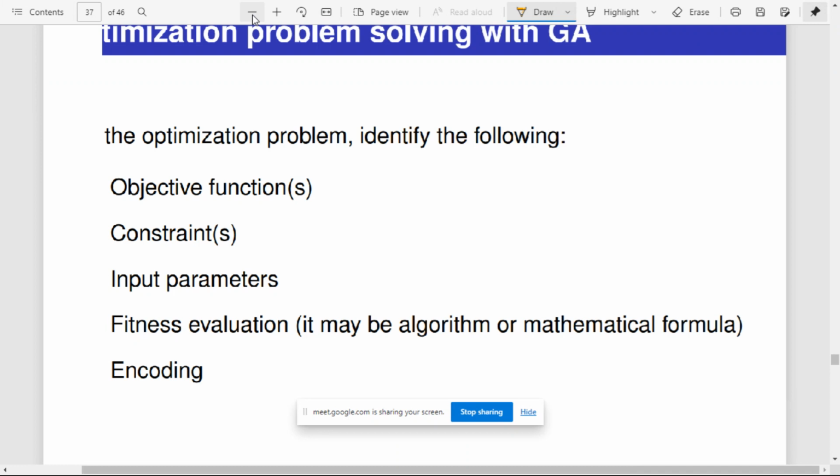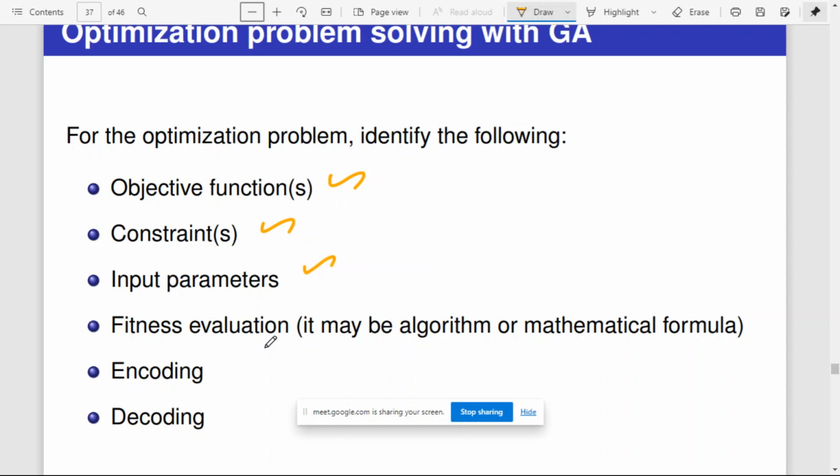So for any optimization problem, you should identify all these things. What is the objective function? What are the constraints? What are the input parameters? How are we going to evaluate the fitness? That is, how are we going to say that this solution is better than that solution. That is called fitness. How are we going to evaluate that?